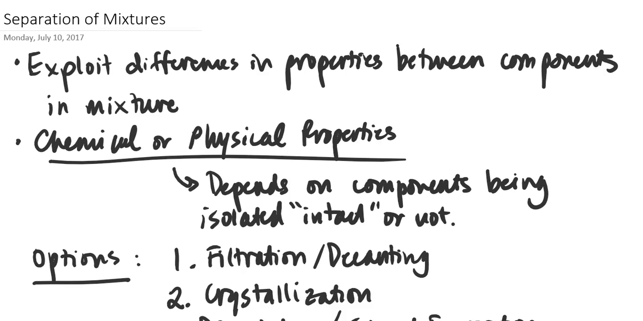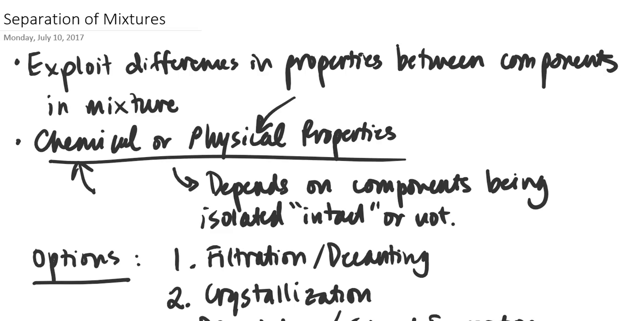So if we're looking to isolate the components of the mixture and have them be the same before and after the separation of the mixture, meaning chemically the same, then we would want to resort to physical properties primarily. On the other hand, if we don't necessarily mind that the identity of the components might be changed by performing a chemical reaction, then we might be able to resort to chemical properties instead.